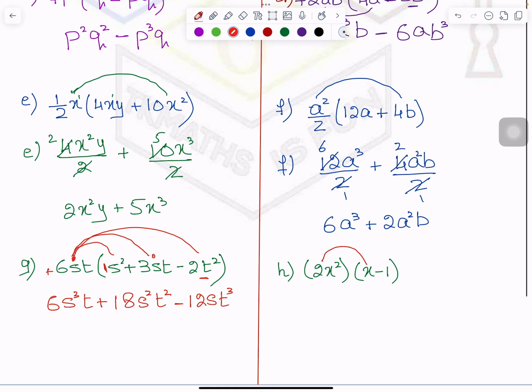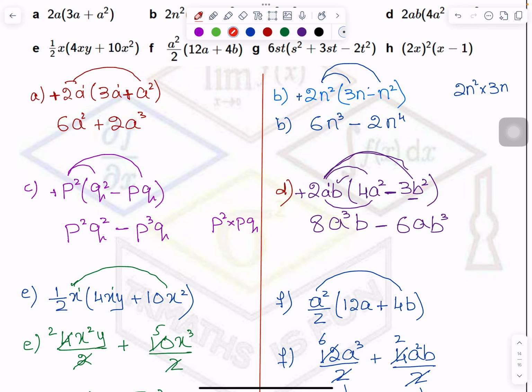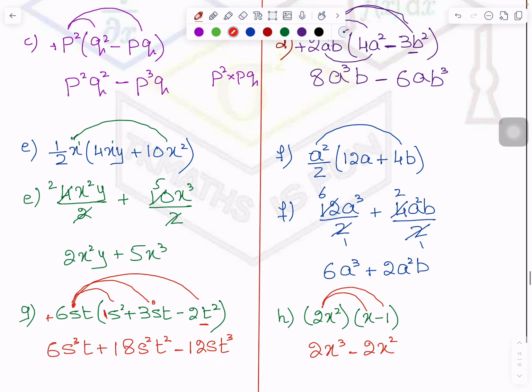2x square multiplied by x is 2x power 3. And 2x square multiplied by 1 is, whenever you multiply by 1, the thing remains the same. So this is how we will do these type of questions where there is plus minus in the bracket and the number outside, index number.